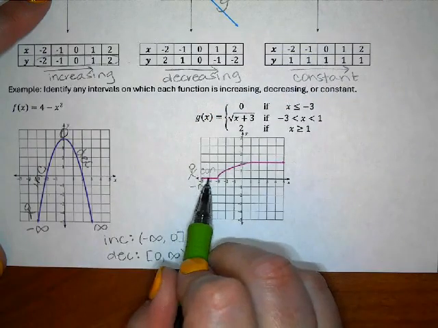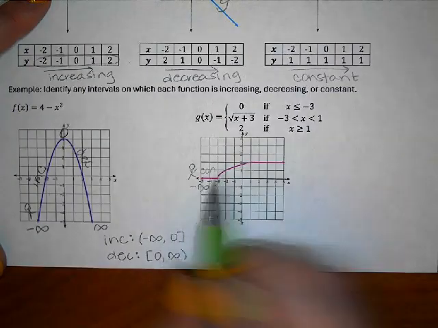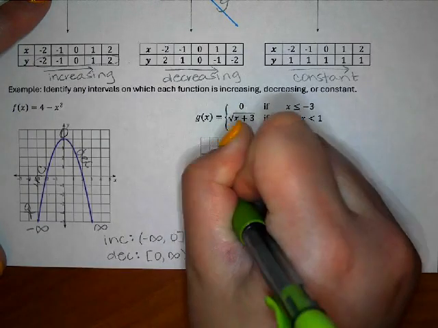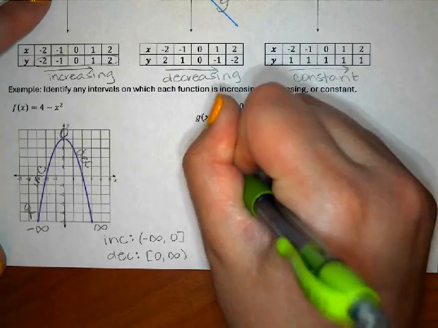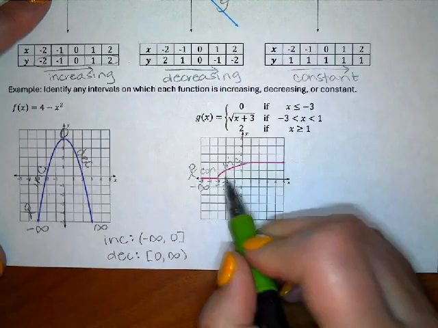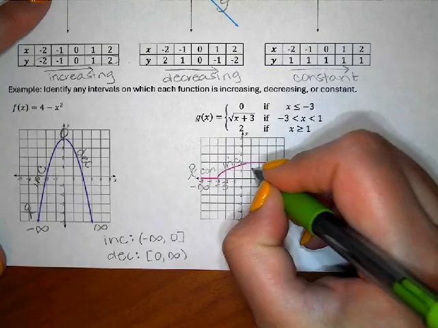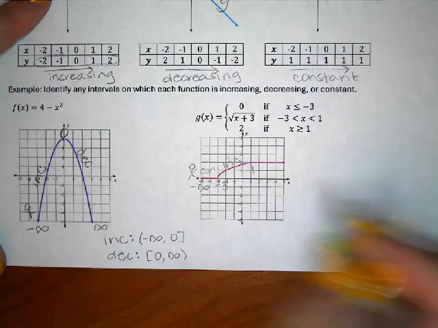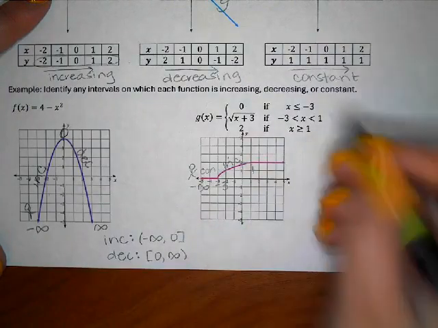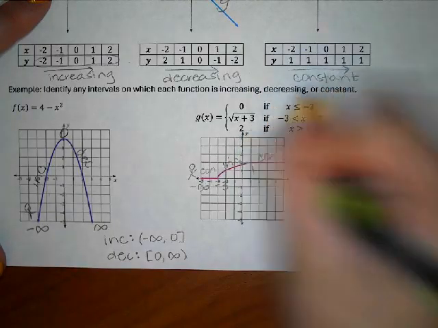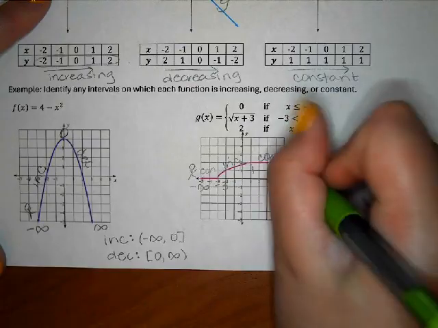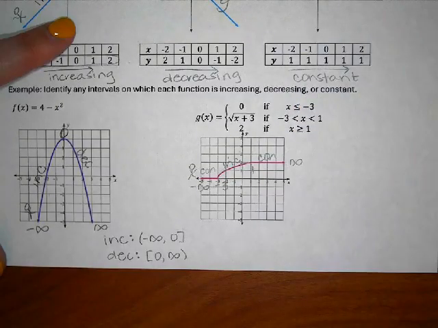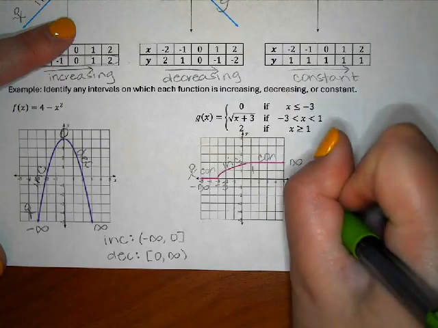And then the stick figure starts walking uphill a little bit. And it's uphill until you reach an x value of 1. And then it flattens out again, and then it's constant. And it's constant all the way to the right arrow, which would be infinity. So here we would say for increasing, I'm going to do 3 this time.